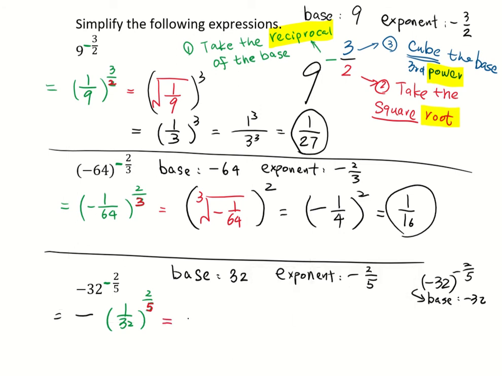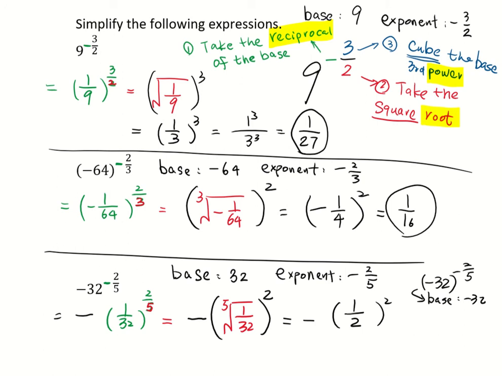So first let's write down the negative sign that has nothing to do with this action. Then we know we're taking 1 over 32 to the 5th root. Then whatever is left, which is the 2, we'll take squared on the base. Okay, so negative of, so what's inside? What's the red part? Right. 5th root of 1 over 32 is 1 over 2.